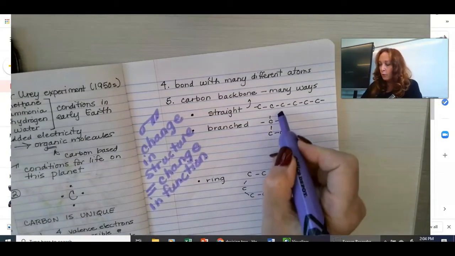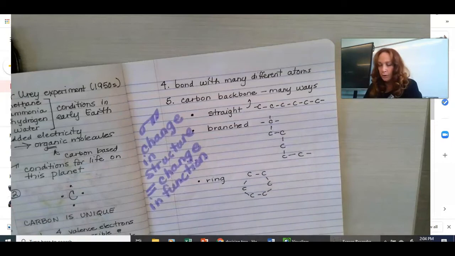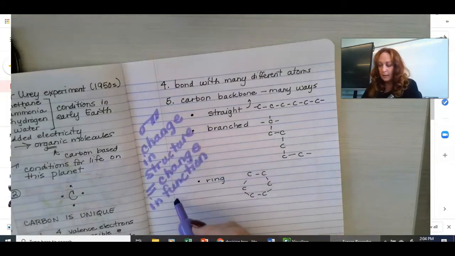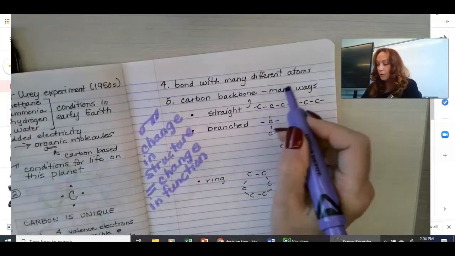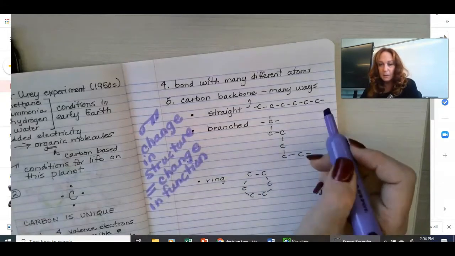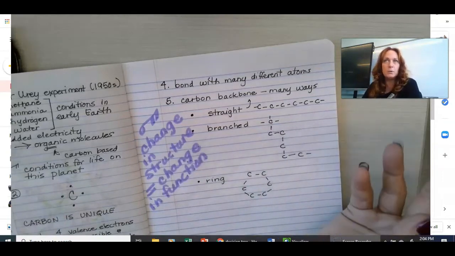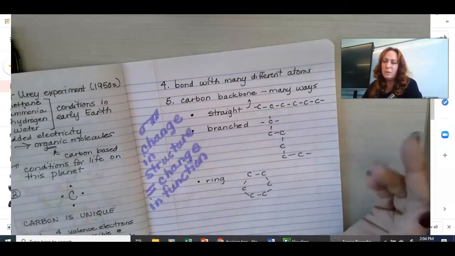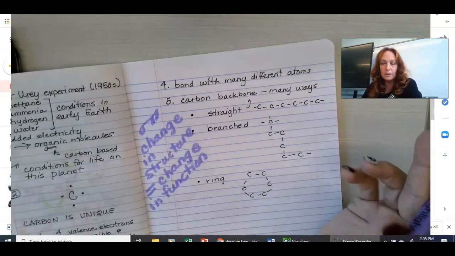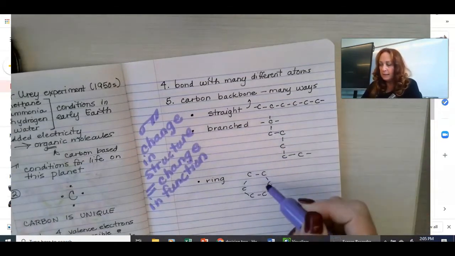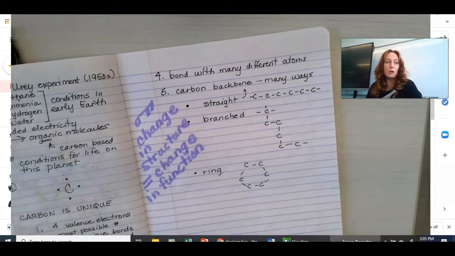So if you go from straight or branch to rolled up in a ring, the molecule does not behave the same anymore. So you have a change in the structure and you get a change in the function. Now every little piece of it might still be the same, but it's kind of like a Lego. When Hunter got Legos, he would build whatever it was going to make, and then he'd build something else with it. And it did something totally different. Same pieces, but he built it differently, so it behaved differently. Same thing here. Okay, so we've now got a lot of reasons why carbon is unique.